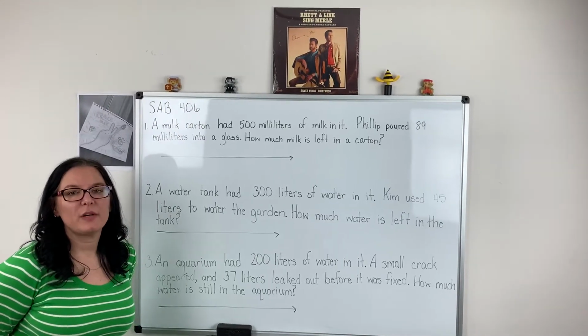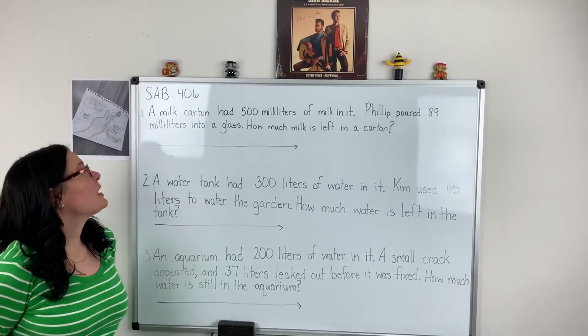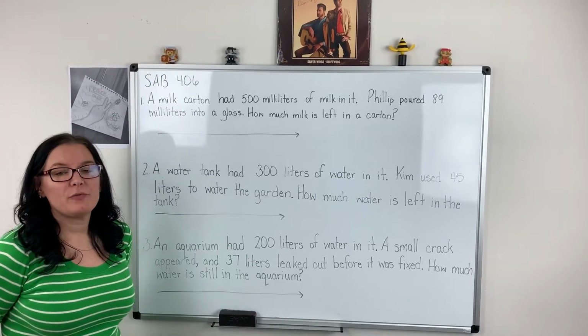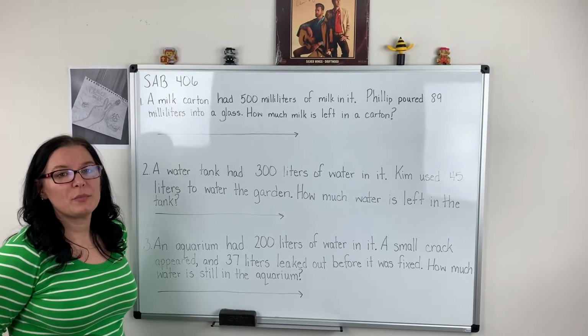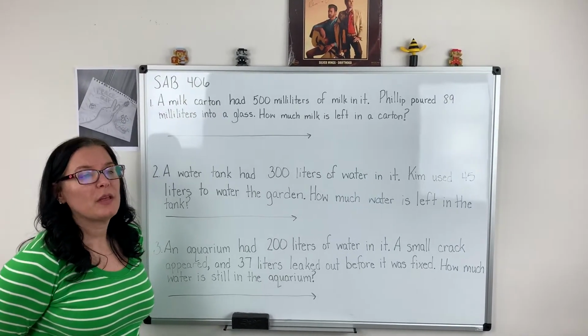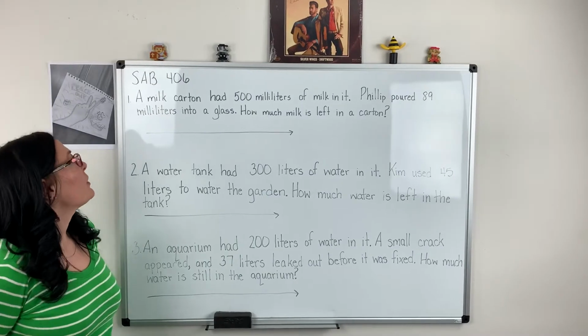Today in math, we're going to be working on some word problems. We are on our SAB page 406, and we're going to be working on subtraction word problems using a number line and the traditional algorithm, and they will be subtraction problems. So let's look at our first one.